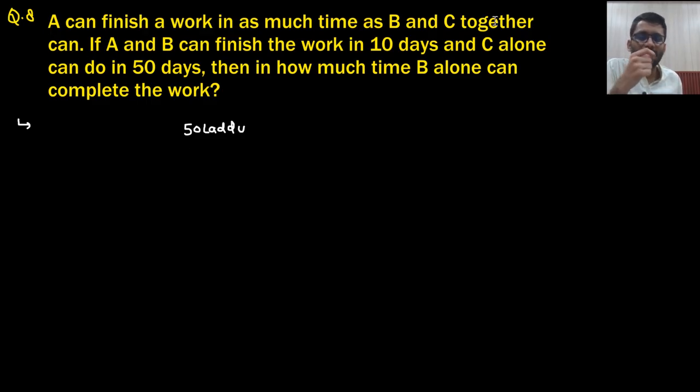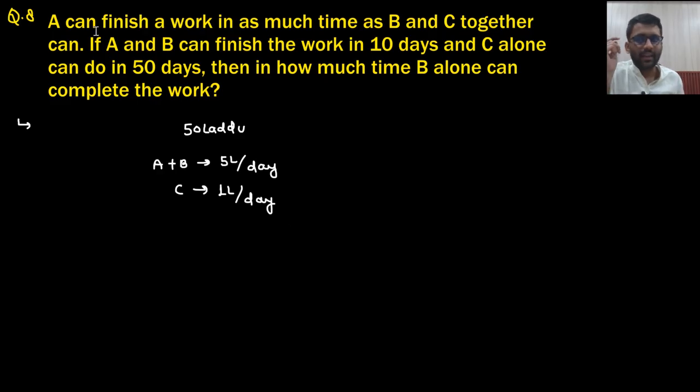So the first line is there. Let's just ignore it for now. A plus B, A and B can finish the work in 10 days. That means A plus B combined are eating 5 laddu per day, right? And C alone can do the work in 50 days. That means C is eating 1 laddu per day.